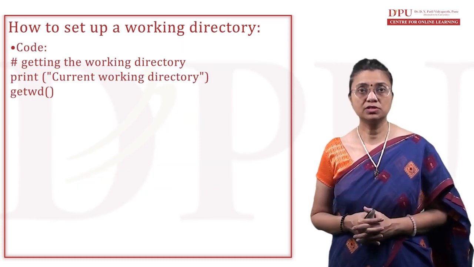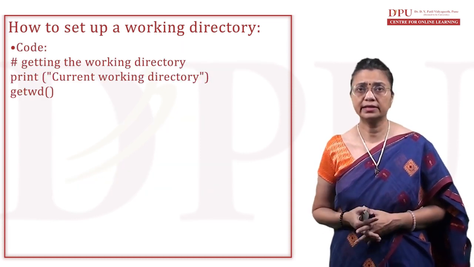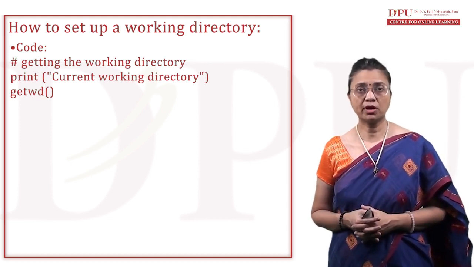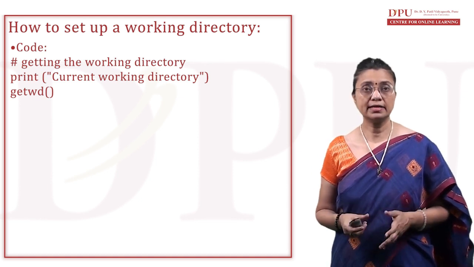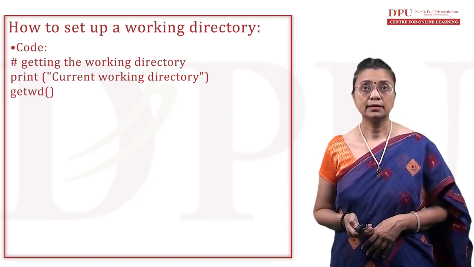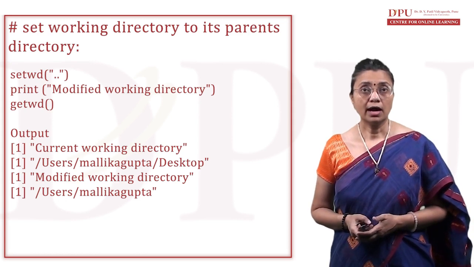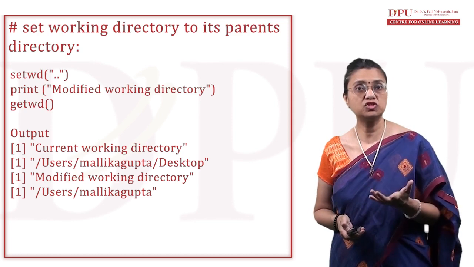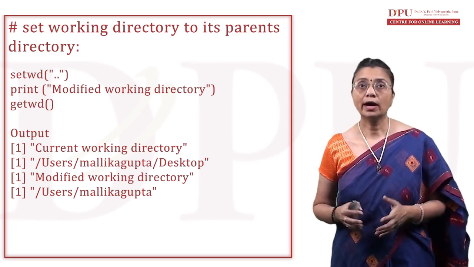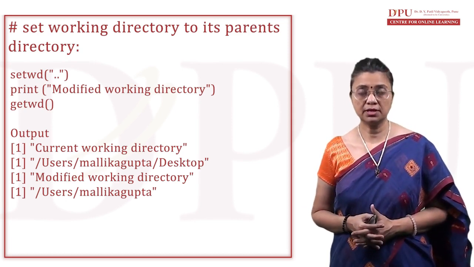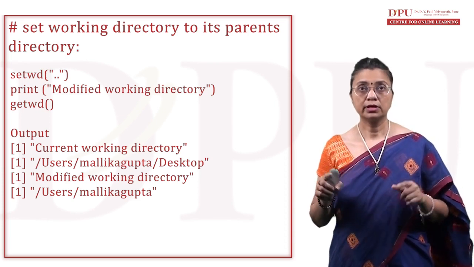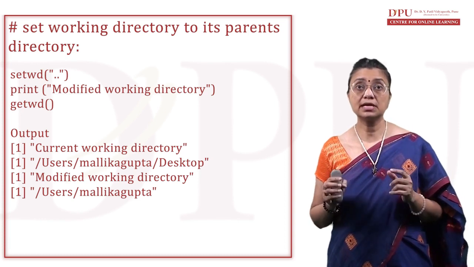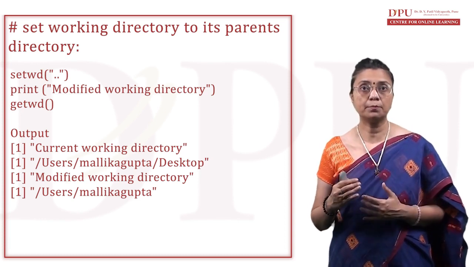So let's have a look at this code. Getting our working directory, you can see print current working directory, and I just write my function getwd. So I get my current working directory. Now, after getting the current working directory, what do I have to do? I have to change it. So I use the function setwd within brackets, and the two dots are enclosed in double quotes, which means I'm setting it to one level up.